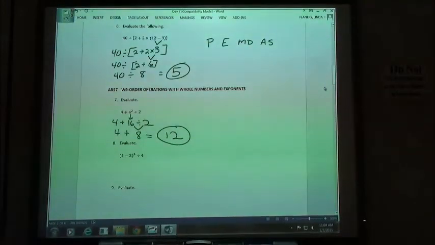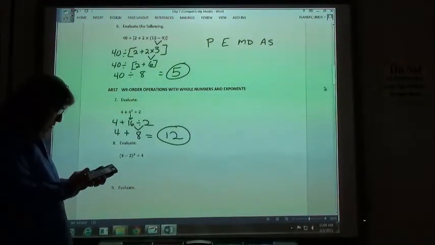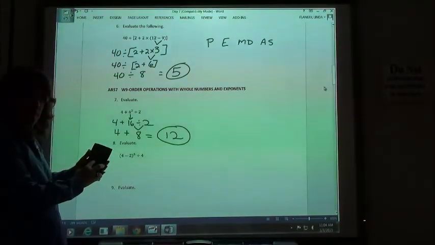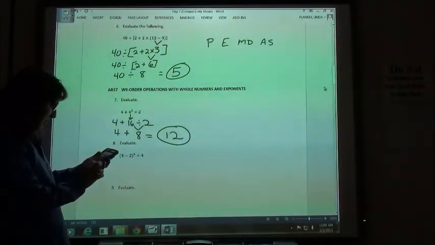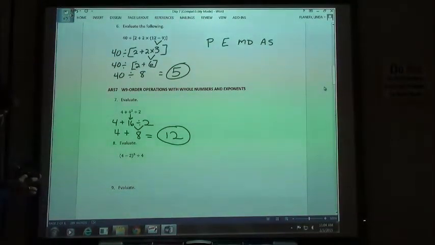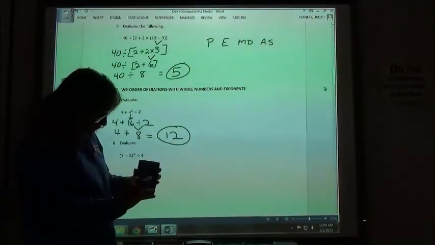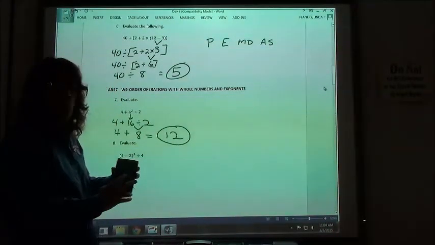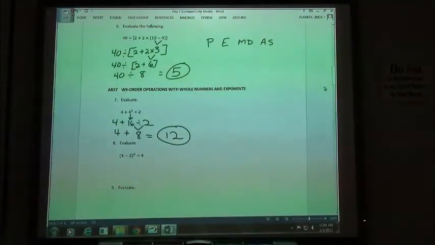Again, if I check it with my calculator, I'm going to do 4 plus 4 squared, that's the one with the little x squared, divided by 2 equals 12. So on your calculator, right next to the fraction button, the square root button, then the x squared button. To square something, you can hit the squared button.